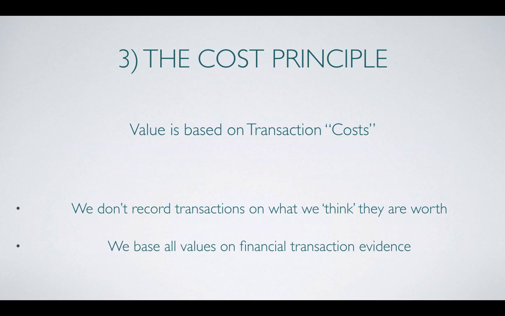By relying on transaction costs, we have an objective measure of value. It's not subjective what we think they're worth or what we assume they're worth. When a transaction occurs between knowledgeable, willing parties, a buyer and a seller, then we know that that's an objective measure of value. The seller thought it was the correct value, the buyer thought it was the correct value, and we have that verifiable cost to enter into our accounting information.